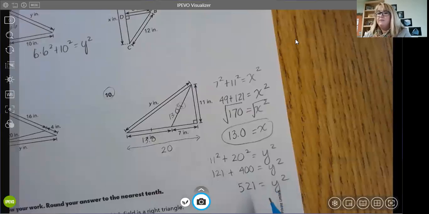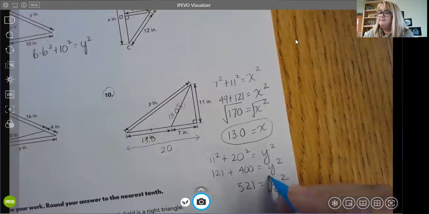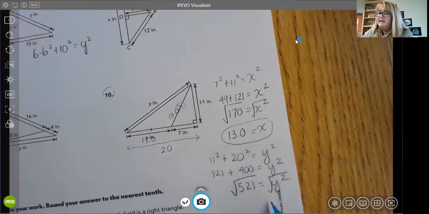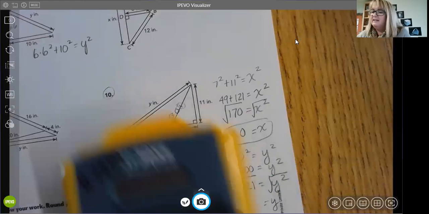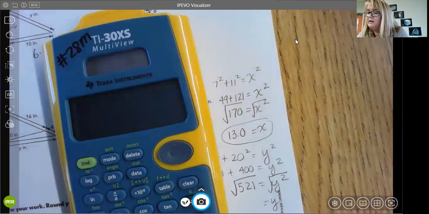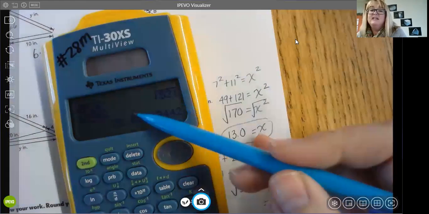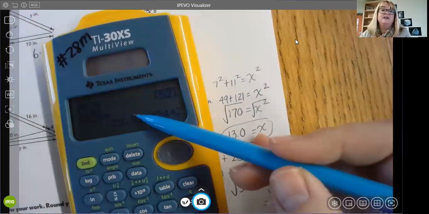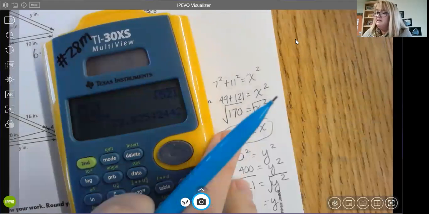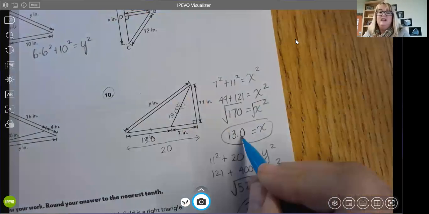I don't want to know what y squared is. I want to know what y is. So I've got to square root both sides. So y is, square root of 521, enter, is 22.825. We're rounding to the tenths place, so the 8 stays an 8. So y is about 22.8, and my unit is inches, and this is also inches.